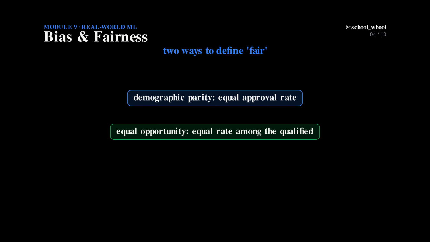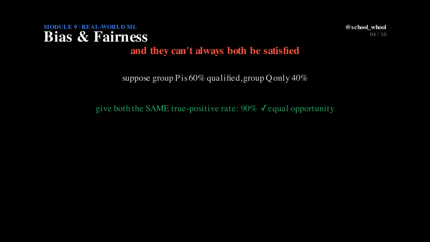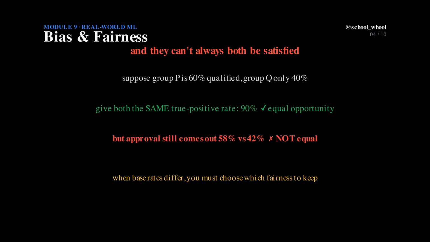Suppose Group P is 60% qualified and Group Q only 40%, different base rates. Give both groups the exact same true positive rate, 90%. Equal opportunity is perfectly satisfied. Yet the approval rates still come out 58 versus 42%. Demographic parity is broken. When base rates differ, you cannot have both. You must choose. For our loan model, we'll choose equal opportunity.